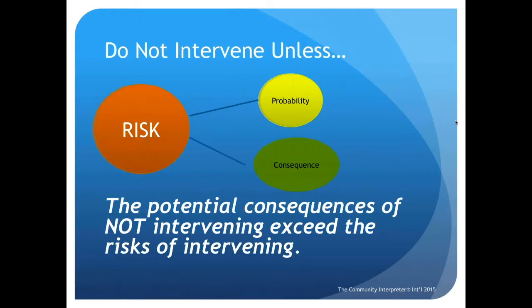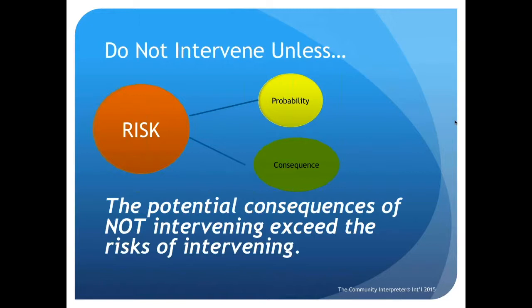I think I'll say that one more time so we can all wrap our heads around it. So the rule of thumb is do not intervene unless the potential consequences of not intervening exceed the risks of intervening. Now, that sounds straightforward, but when you are trying to make a decision on the spot in the moment, it's not so easy. So there's some things that you can do to think through the possible scenarios that would require this so that you have a basis for making that type of decision on the spot.